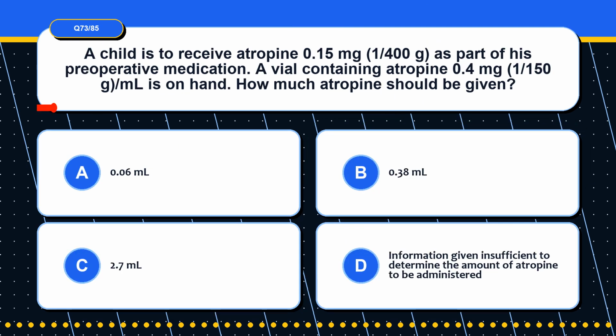Question 73. A child is to receive atropine 0.15 mg as part of his preoperative medication. A vial containing atropine 0.4 mg per ml is on hand. How much atropine should be given? Here are the options. Option A, 0.6 ml. Option B, 0.38 ml. Option C, 2.7 ml. Option D. Information given insufficient to determine the amount of atropine to be administered.